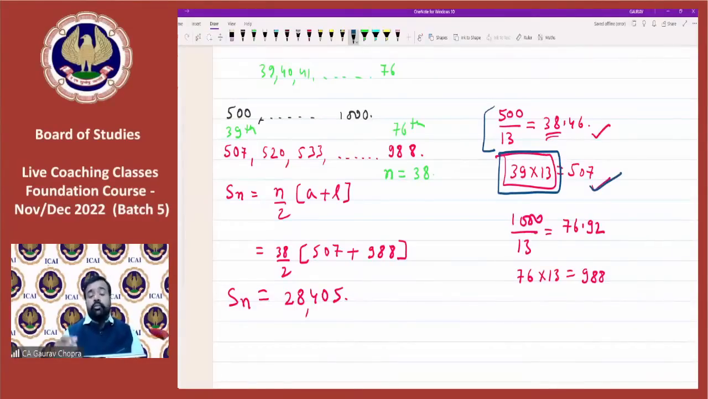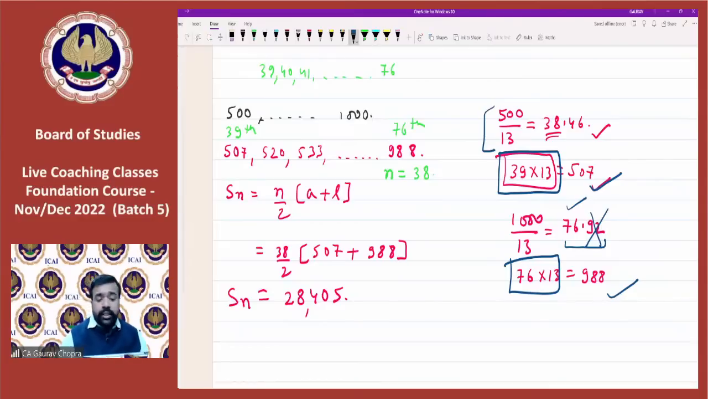Similarly, what is the last multiple before 1000? So again we have divided by 13. So 76.92 is coming. So again we have to remove the decimal portion and take 76. So 76 multiplied by 13 is 988. This is the last multiple of 13 before 1000. So in this way we can prepare the series first, and after that we can apply the formula for sum.